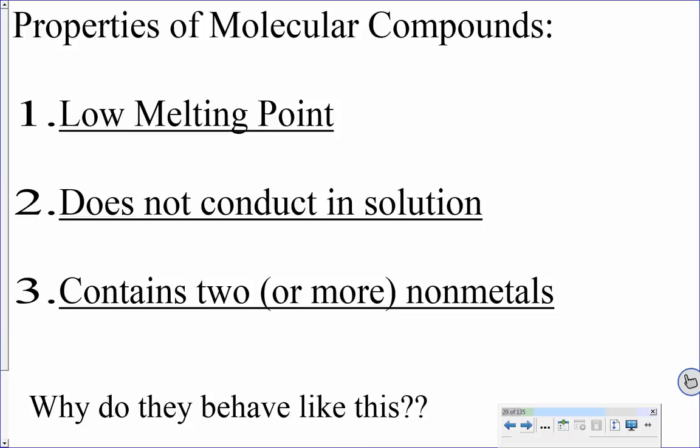So properties of molecular compounds: they have a low melting point. Sugar is a great example of this. You can pretty easily melt sugar, whereas salt is very difficult to melt. They do not conduct in solution. So if you put sugar into distilled water, it will not carry an electric current because there are no charges involved. And then they contain two or more nonmetals.